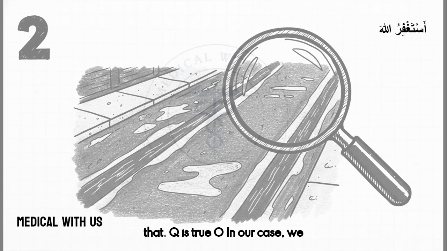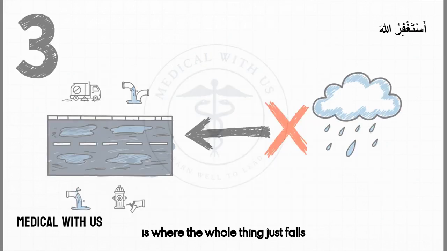We observe that Q is true. So in our case, we look outside and we see the streets are slippery. Again, this is just a statement of fact. Nothing wrong with it. And this is where the whole thing just falls apart.